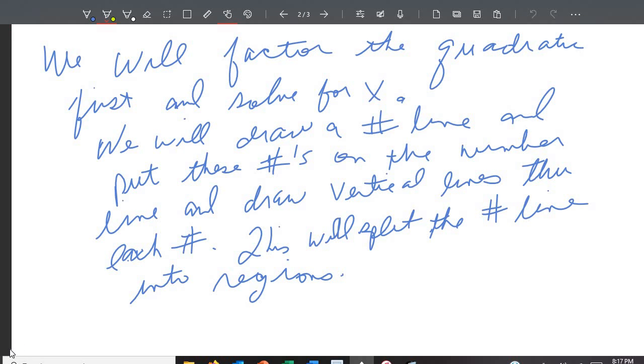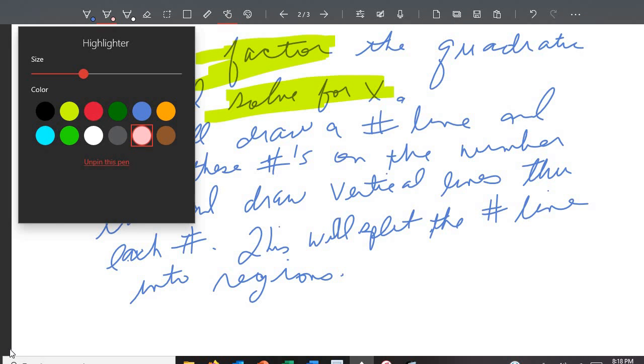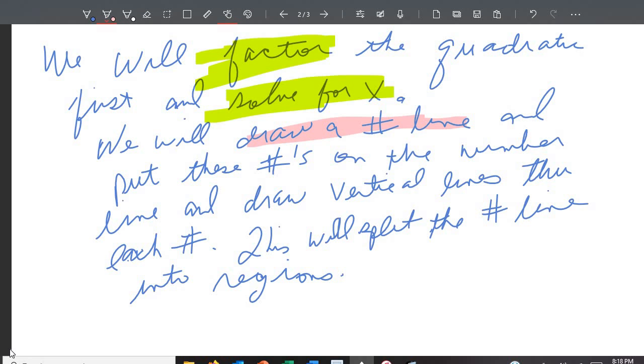The first thing we're going to have to do is factor. We're going to have to factor the quadratic and solve for x. So this goes back to what we were doing previously, chapter 1. Then, once we figure out and solve for x, we're going to draw a number line and put those numbers themselves on the number line. Once we mark those two numbers off on the number line, we're going to draw vertical lines through those numbers and split it into regions. It'll make more sense when I actually do a few problems.